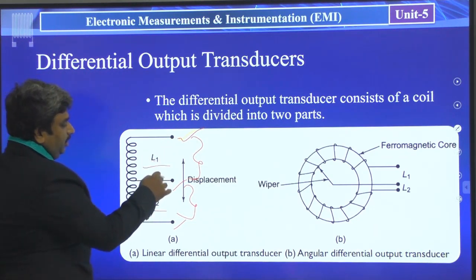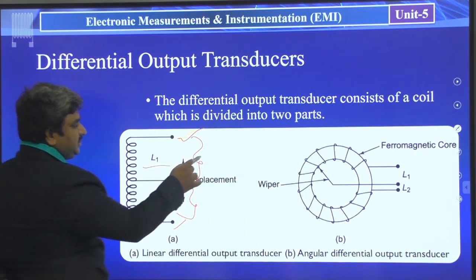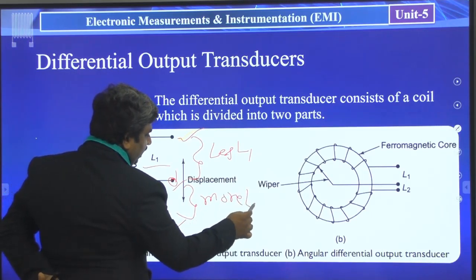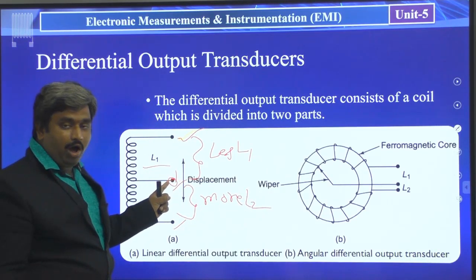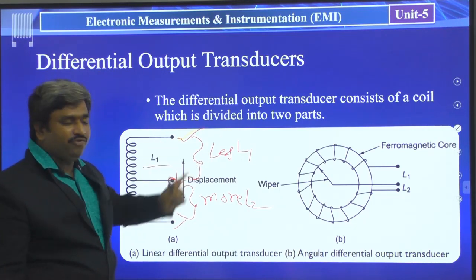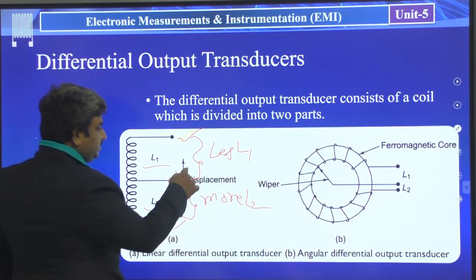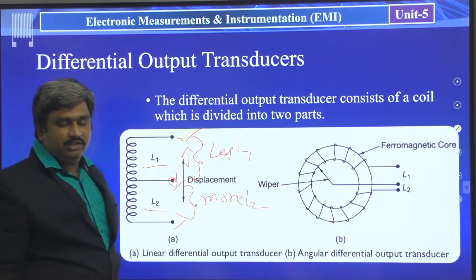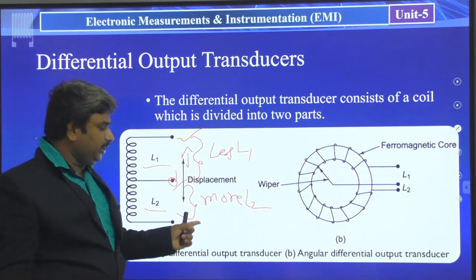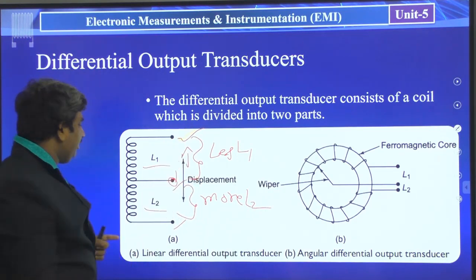If this output terminal is moving in the upward direction, the number of turns is less in the L1 side and the number of turns is more at the L2 side. When the center output terminal moves upward, the number of turns is reduced at the L1 side and more at the L2 side. If it moves in the downward direction, the number of turns is less in the L2 direction and high in the L1 direction.